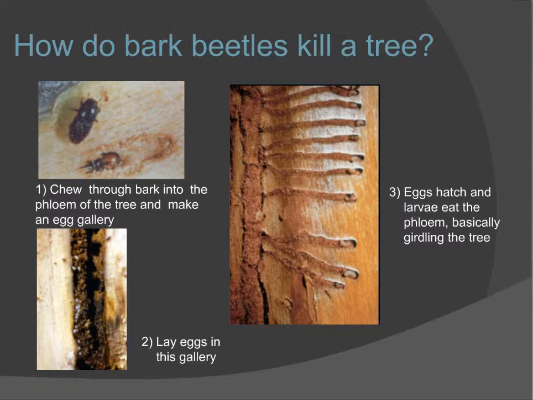The eggs are laid in the gallery there, which you see on the bottom picture, and those hatch, and then the individual larvae go out, and basically they eat in the phloem and girdle the tree. Then they pupate at the end of their gallery, and chew their way out through the bark, and those are the holes that you see that are like BB-sized holes.